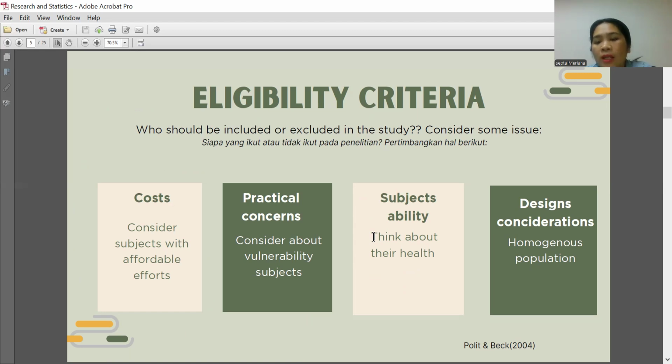The fourth one is design considerations. So we are talking about homogeneous populations. The homogeneous population is where the characteristics of our subjects are homogeneous. For example, most of them are nursing students. They are in the second year. They are from the same origin, from the same island. So that is homogeneous. Okay, so you must consider these things.